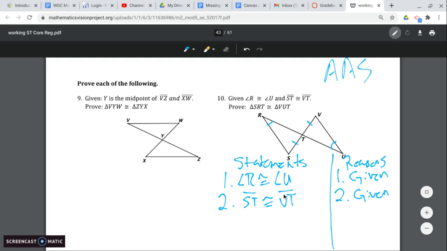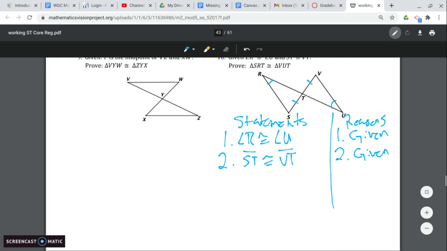But the vertical angles are RTS, so 3, angle RTS is congruent to angle UTV, vertical angles.